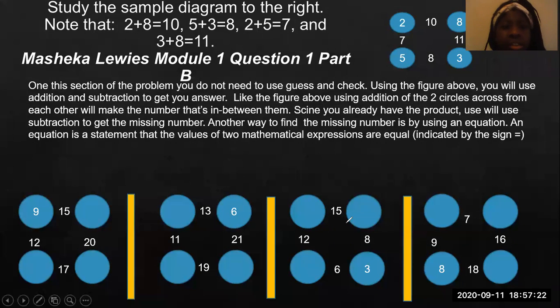Now, study the simple diagram and note that 2 plus 8 equals 10, 5 plus 3 equals 8, 2 plus 5 is 7, and 3 plus 8 equals 11.